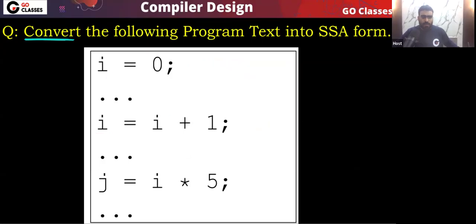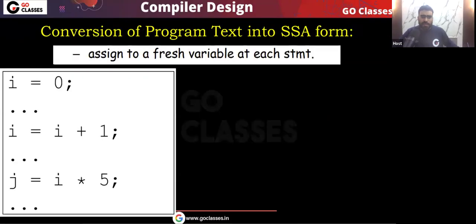So how do we convert this program into SSA form? It is very easy. All you have to do is change the name. Here you are using variable I, so use a different variable here. You can make a new variable, or just change the name. You can call it I1, you can call it I2. Very simple point.